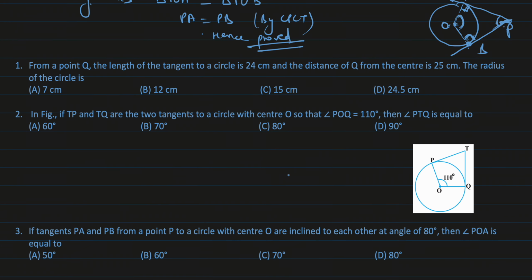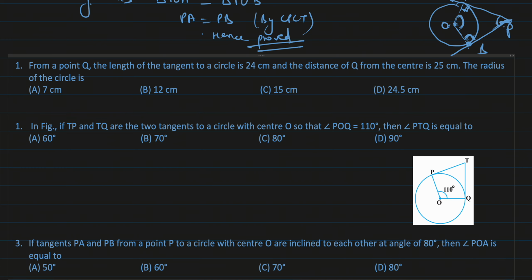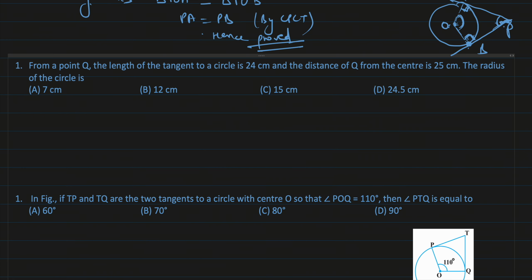Now move to question number 1. This is from the next exercise of your NCERT book only. Now what does it say? Mark it as question number 2. From a point Q, the length of the tangent to a circle is 24 centimeter and the distance of Q from the center is 25 centimeter. The radius of the circle is, okay, so let's draw this.